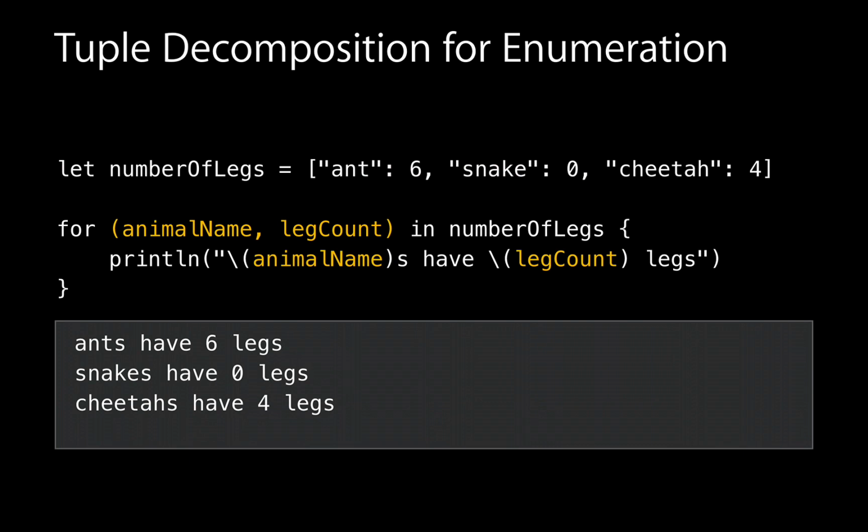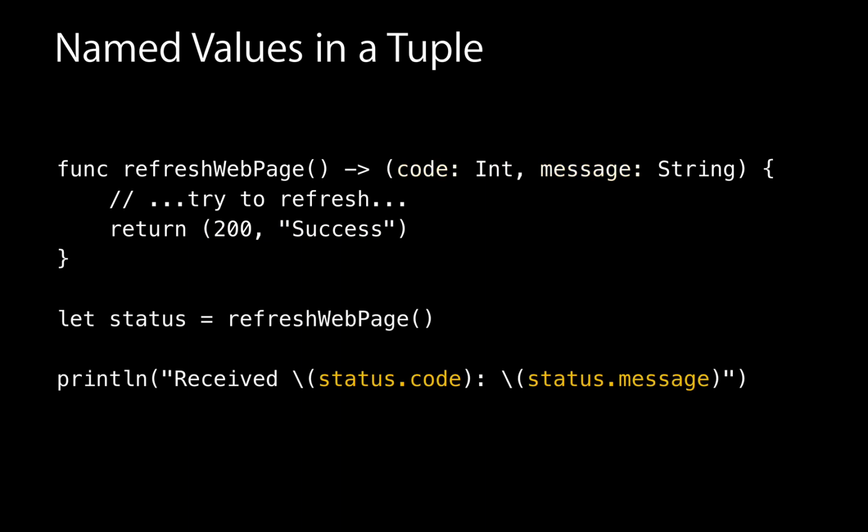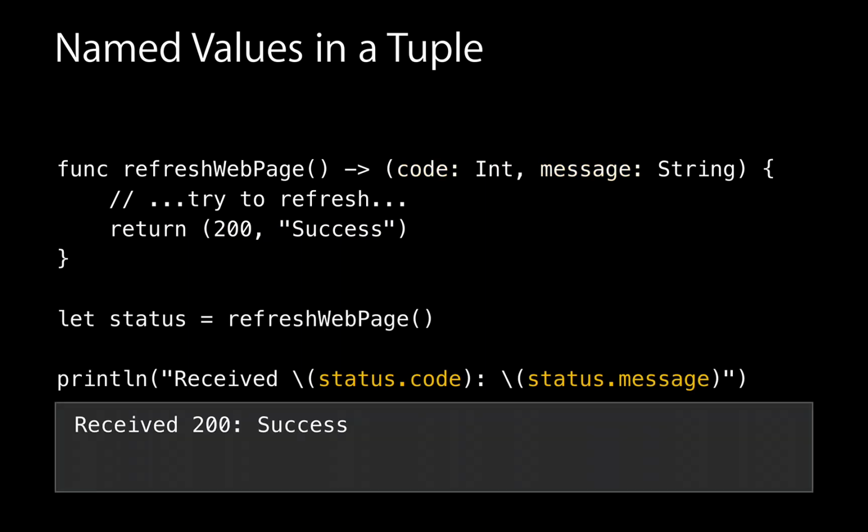So tuple decomposition is one way to get these values out. There's another one, and that is we can actually name the values in the tuple. So I've got this int and a string, but it's not entirely clear what they are. What about if I could name them? I'm going to say I have a code which is of type int and a message which is of type string. Same syntax as parameters and variable declarations. Thing is of type type. This means when I call this function, I can now just declare a single constant called status, and I can then grab the individual bits out by name, status.code and status.message, ready for use.